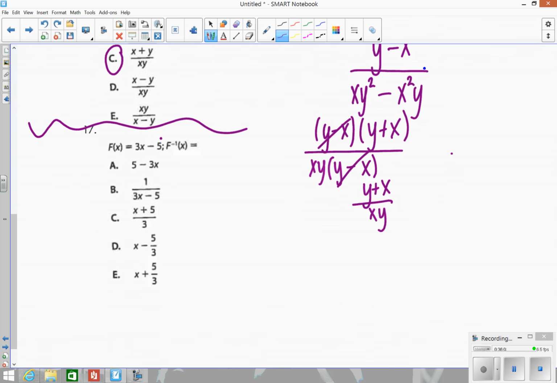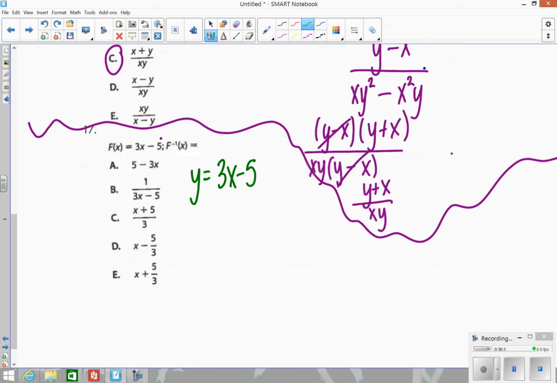And then the last question we're going to look at is this inverse function. So if it says find f to the -1 of x, that's the inverse function. So first thing you do, instead of having f of x, I'm going to replace it with a y. So y equals 3x minus 5 is the original, and we're finding the inverse. So set it equal to y. Second step, switch x and y. So it's going to be x equals 3y minus 5.